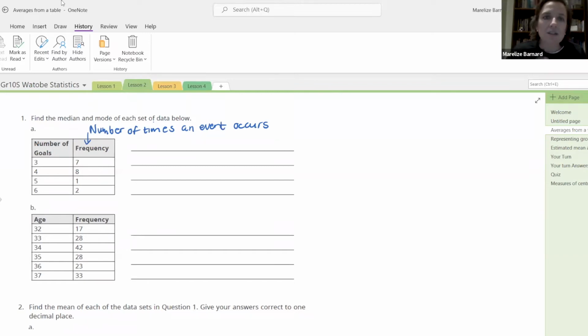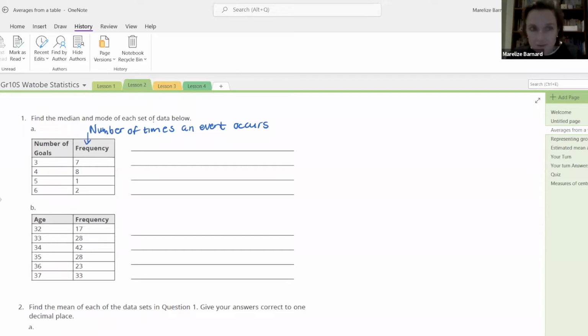Okay, so the number of times this team played a game and scored 3 goals is 7. The number of times this team played a game and scored 4 goals, that's 8. The number of times they played and scored 5 goals, that's only once. The number of times they played and scored 6 goals, that is twice. So that's what this table is telling us.